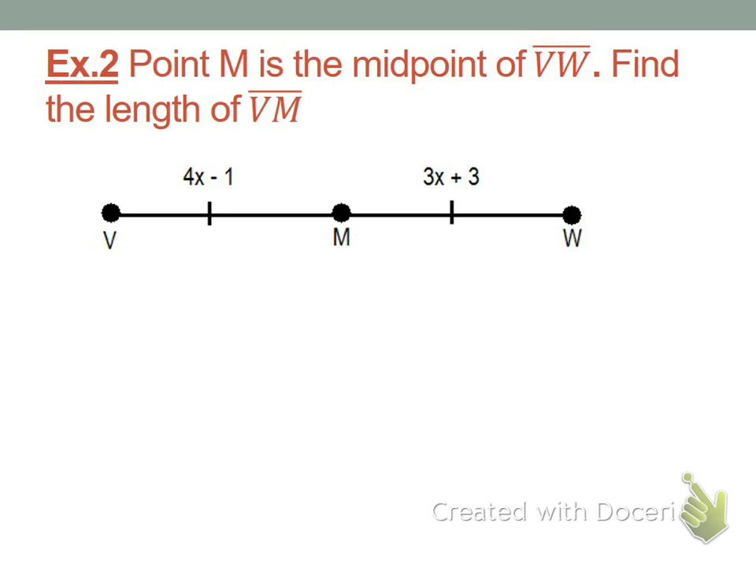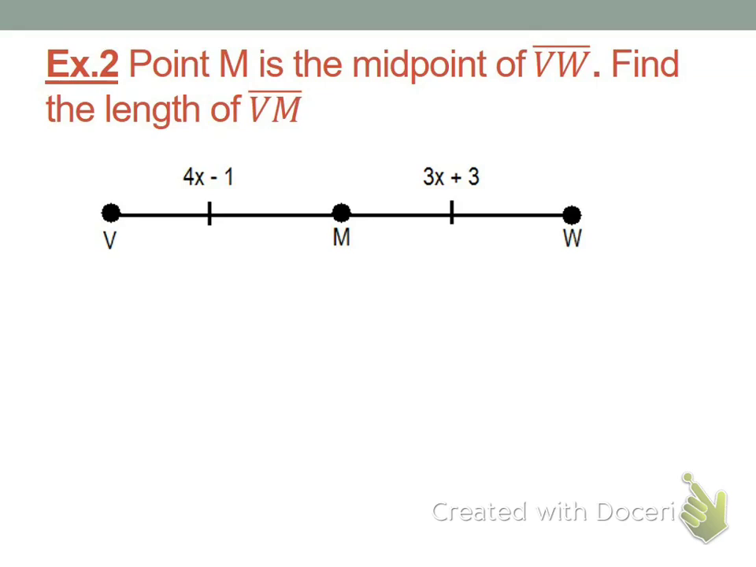All right, on the back, we've got example 2. We are told that M is the midpoint. They also labeled these segments as being congruent for us. We are asked to find the length of VM. Before we can find the length of VM, what do we need to find? The value of?